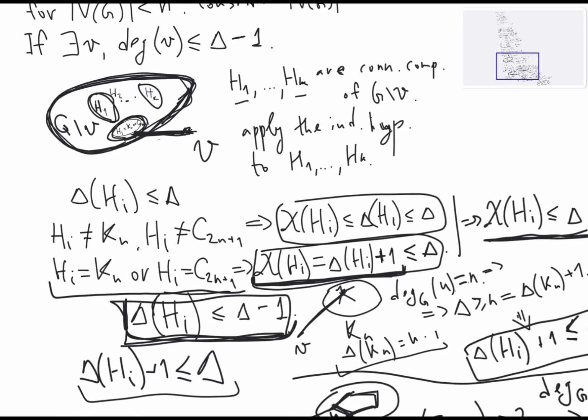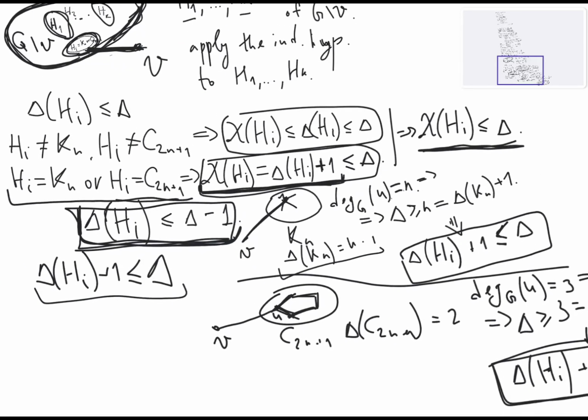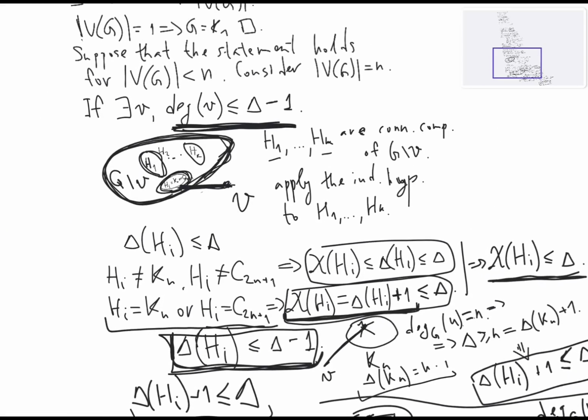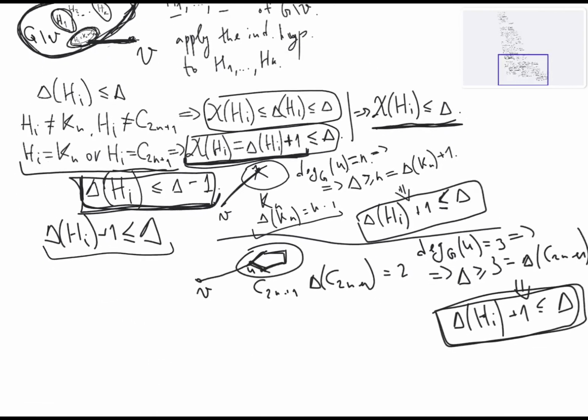And this actually holds regardless of whether there is a vertex v, regardless of whether the degree of v is less or equal delta minus 1 or not. We didn't use this condition anywhere yet. So we will reuse this result for a later case, when this does not hold.